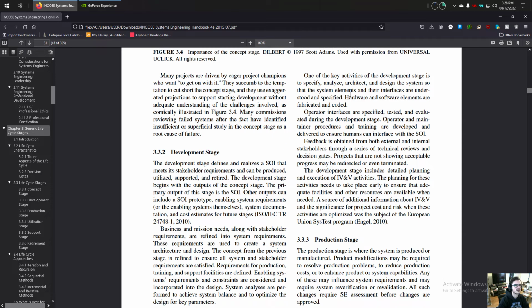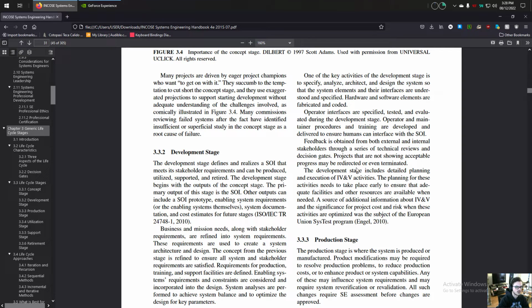One of the key activities of the development stage is to specify, analyze, architect, and design the system so that the system elements and their interfaces are understood and specified. Hardware and software elements are fabricated and coded. Operator interfaces are specified, tested, and evaluated during the development stage. Operator and maintainer procedures and training are developed and delivered to ensure humans can interface with the system of interest. Feedback is obtained from both external and internal stakeholders through a series of technical reviews and decision gates. Projects that are not showing acceptable progress may be redirected or even terminated.